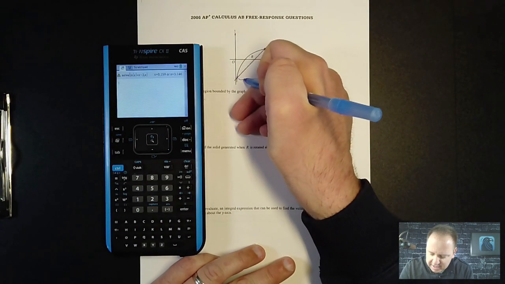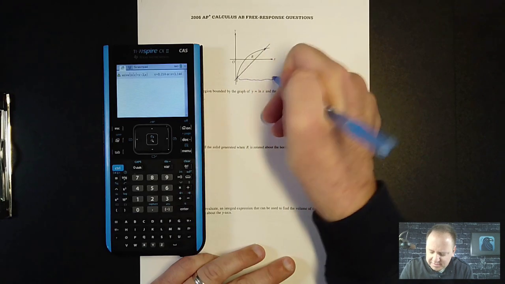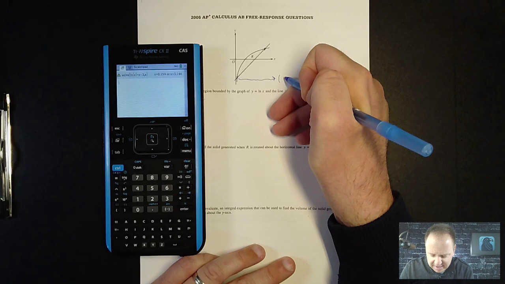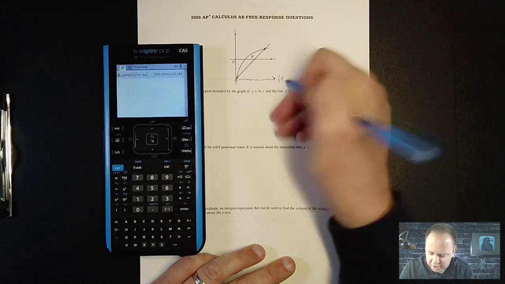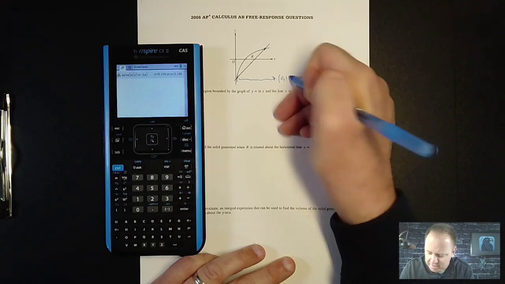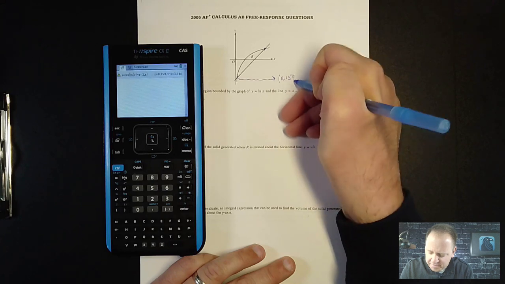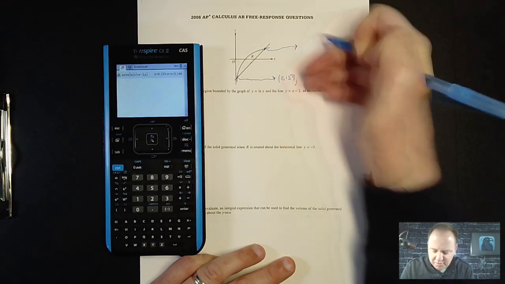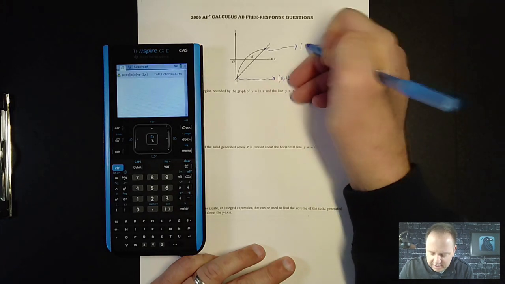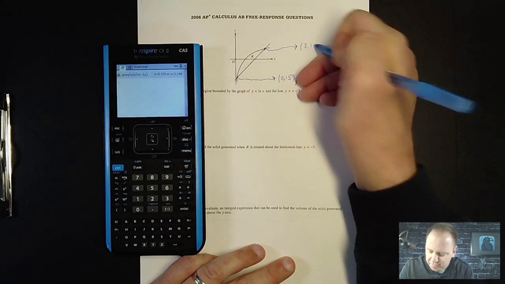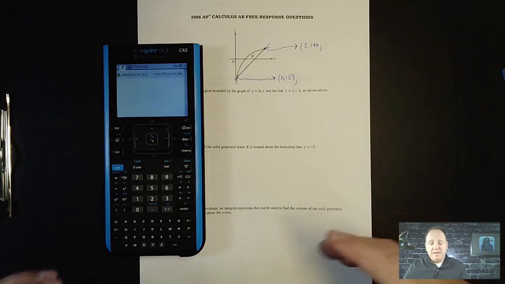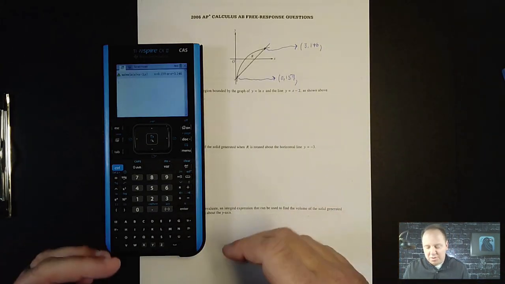Just look at it, understand what you're looking at. So these two curves intersect to the left at the x coordinate of 0.159. And then they intersect to the right hand side here at an x value of 3.146.